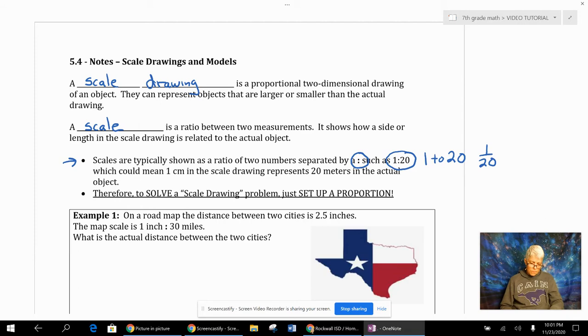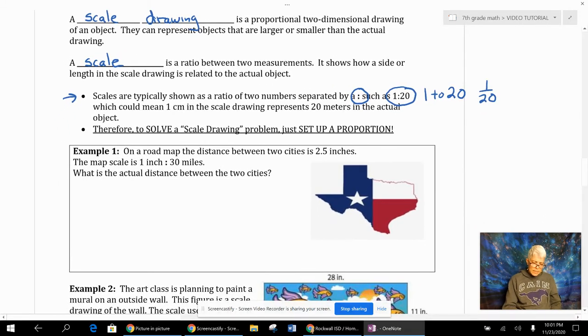All right, so it says here, therefore, to solve a scale drawing problem, we're just going to set up a proportion. In fact, tomorrow we're going to do a really cool activity with this.